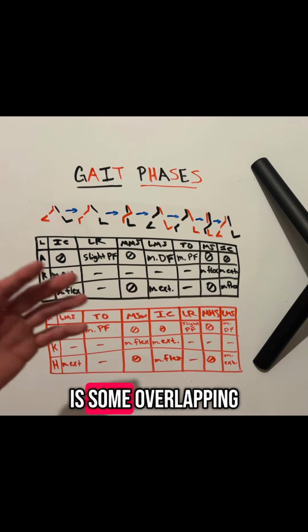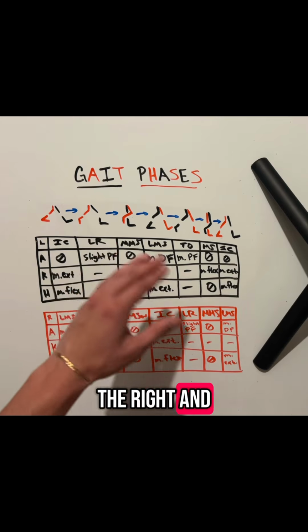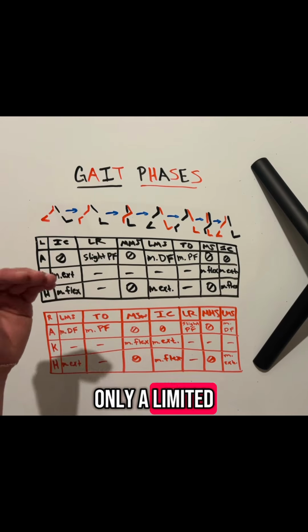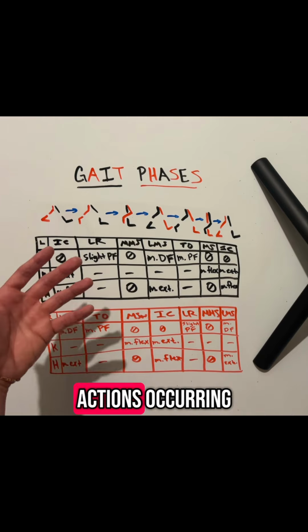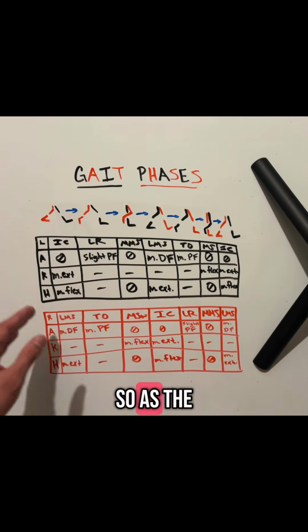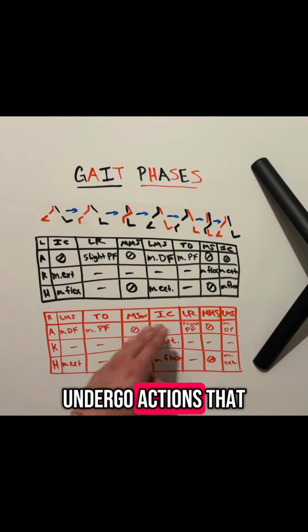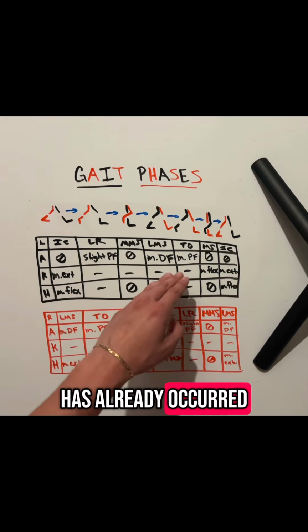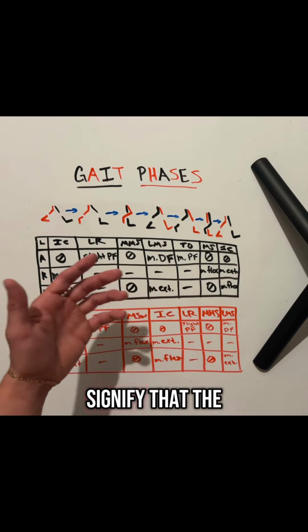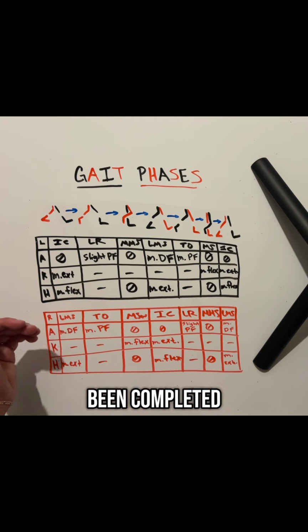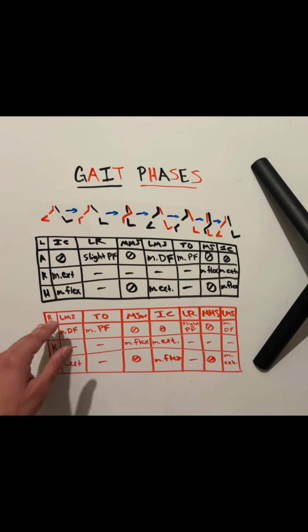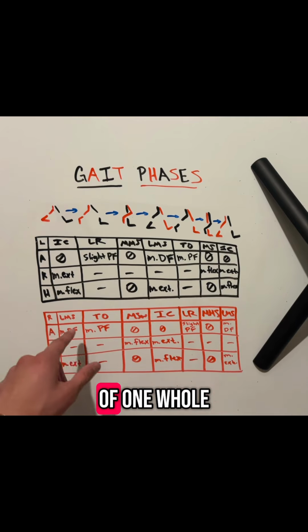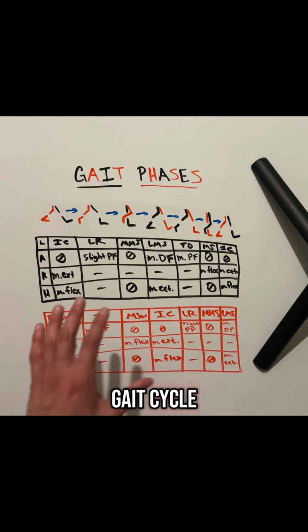So although there is some overlapping of actions between the right and left legs, that's because there's only a limited amount of paired gait phase actions occurring. So as the right leg will undergo actions that the left leg has already undergone, it does not signify that the gait cycle of one leg has been completed, as the right leg starting and ending with late mid stance will be characteristic of one whole gait cycle for the sake of this example.